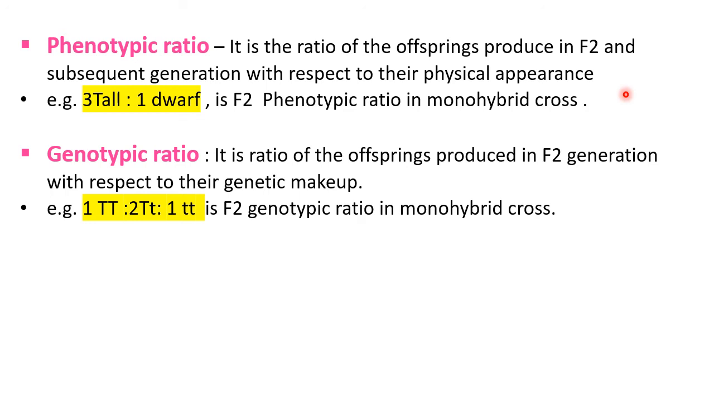In the previous example, I have already explained the phenotypic ratio in a cross between tall pea plant and dwarf pea plant. In the cross between tall and dwarf pea plant, we see the phenotypic ratio 3 as to 1 in F2 generation. That means there are 3 phenotypically tall plants and, in the ratio, 1 phenotypically dwarf plant is produced in a monohybrid cross. Then the next is genotypic ratio.